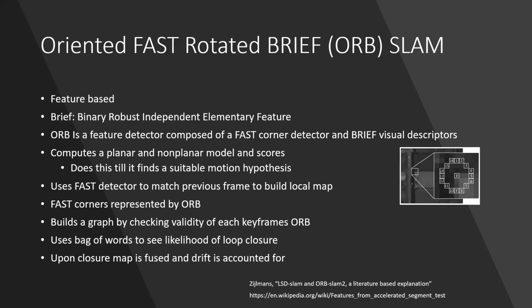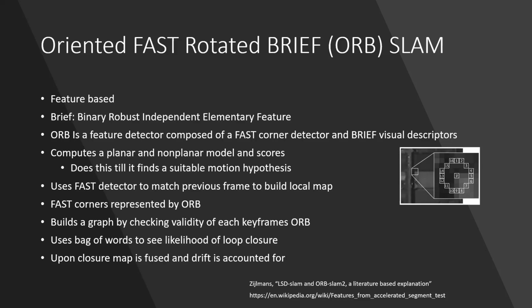And then the algorithm starts off by computing a planar and non-planar model just repeatedly and scoring them. And it does this until it finds a suitable motion hypothesis, because this is really important when you start these algorithms, that you know where you are and you know the space you're working in. Whereas a drone is going to work primarily in 3D space, you can almost reduce down to 2D space if you're working with a ground-based robot. And so the calculation can be more planar because you do have that ground plane. Whereas with a drone, depending on how high you are and what you're looking at, you might not have a planar surface to build a planar model off of.